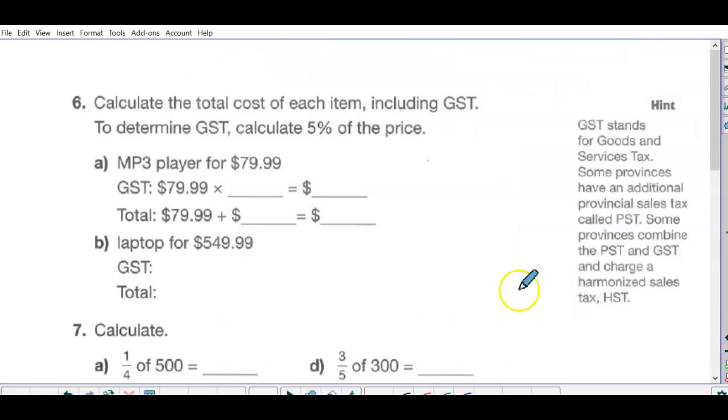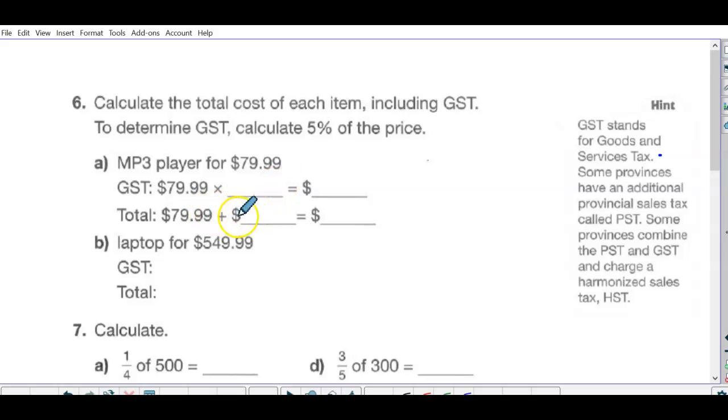Next page. Question 6, calculate the total cost of each item, including GST. So GST, goods and services tax. Yeah, goods and services tax. It's 5% across the whole country. As it says here, provinces have different provincial sales tax. In Alberta, we don't have that. Okay, so we might have to do some calculations in this chapter that do have provincial sales tax, but right now we don't.